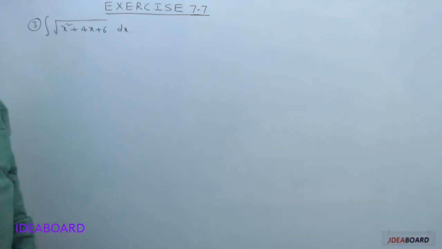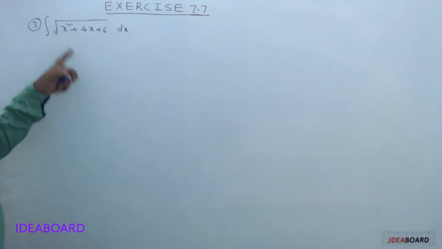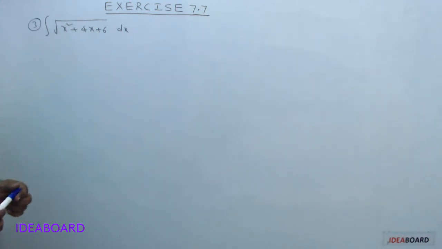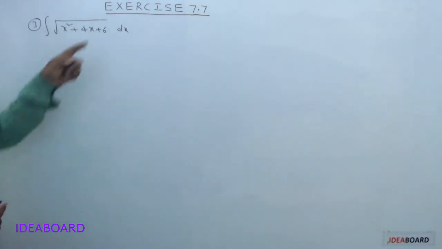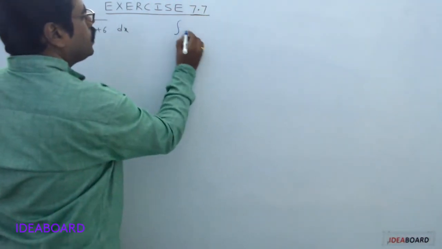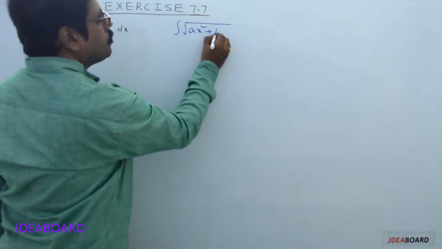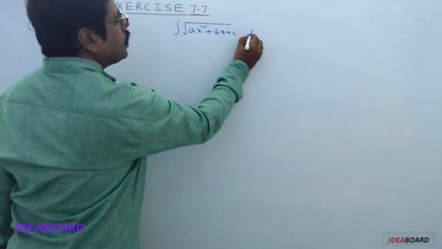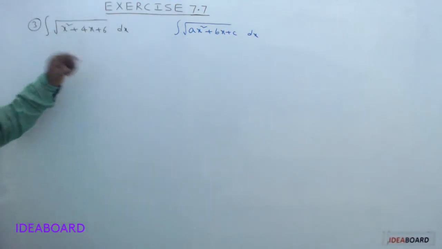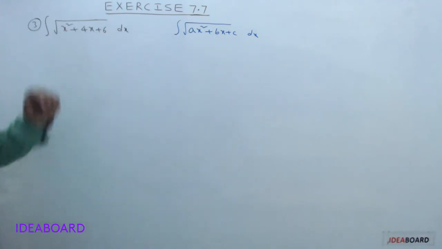Now come to the next problem. Integral square root of x square plus 4x plus 6 dx. Now here clearly your given problem is of the form integral square root of ax square plus bx plus c dx. Here a value 1, b value 4, c value 6.